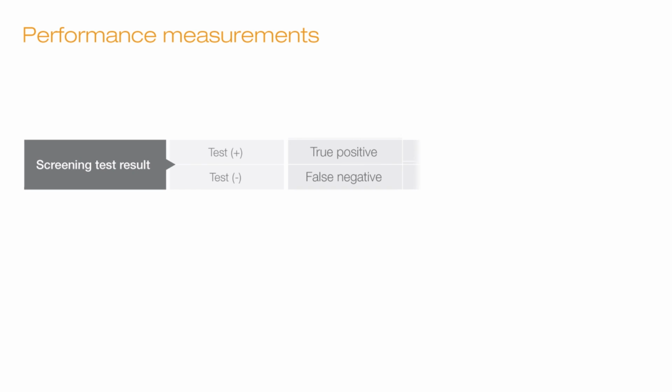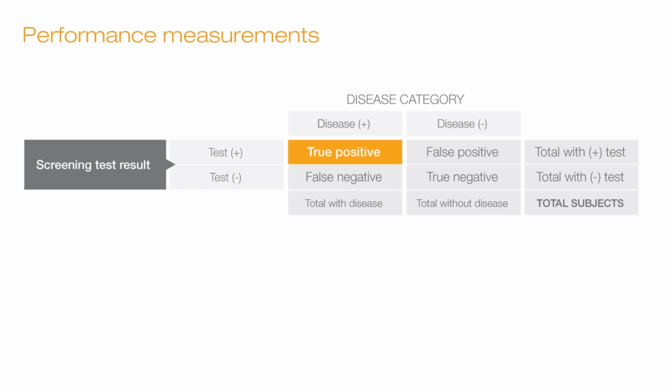So to start out with, we'll review the screening tests and how they perform. All test results will fall into one of the four categories of a true positive, true negative, false positive, or false negative test. Of course, life would be perfect if everyone fell into a true positive or true negative test, and that is the case with diagnostic tests. But with screening tests, there will always be some false positives and false negatives.